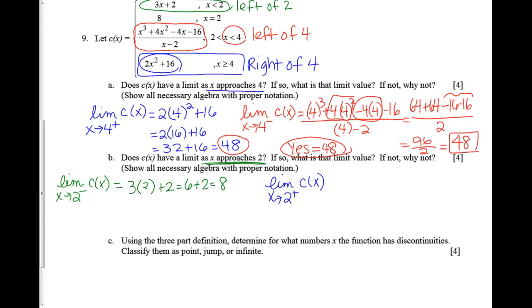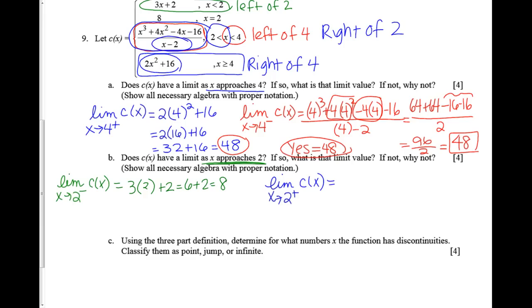Now I've got the right side of 2. The right side of 2 would be when I'm greater than 2, which is this big ugly function again. So that's also the right of 2. So that's what I'm going to plug into. Now I can tell already just by looking at this that I'm going to have an x minus 2 on the bottom, so I'm going to have a division by 0.